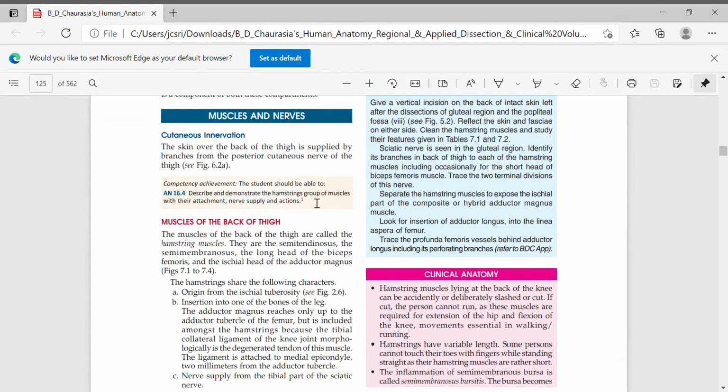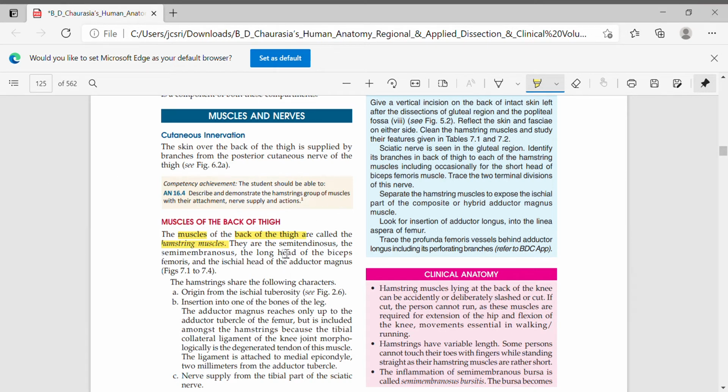So now we'll see about the hamstring muscles. The muscles of the back of the thigh are called hamstring muscles. So you can see right here. What are the hamstring muscles? That is the important question.